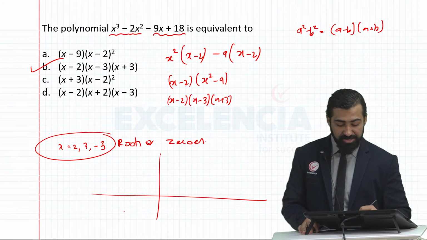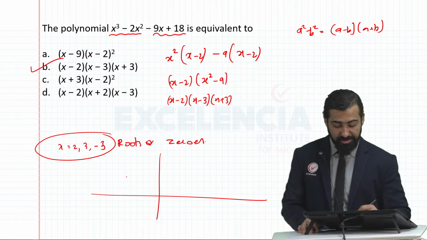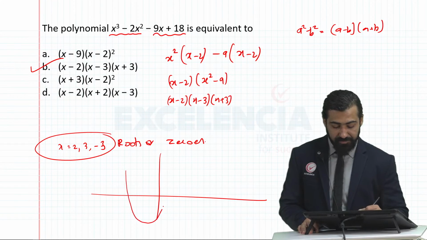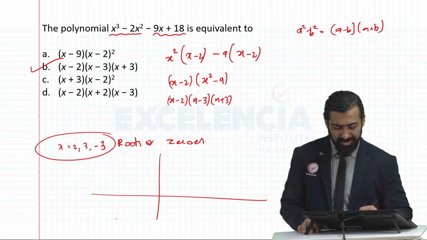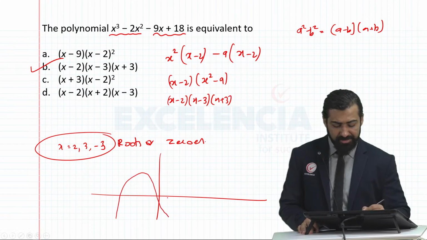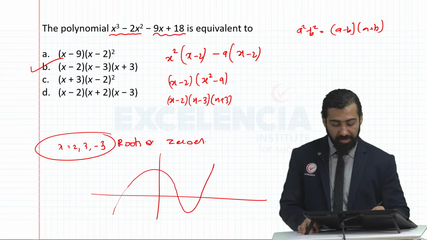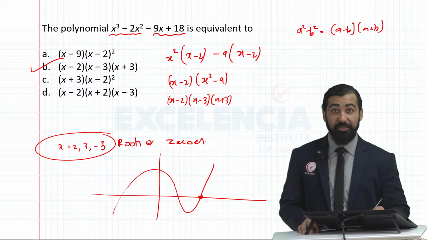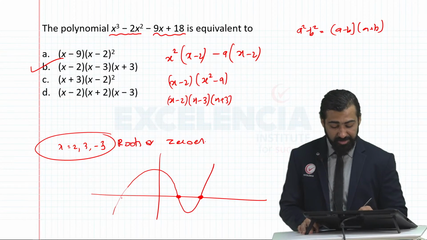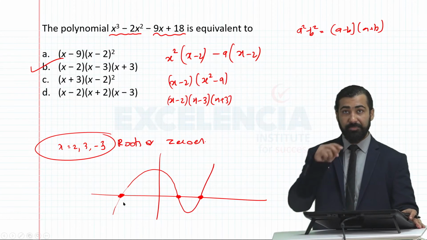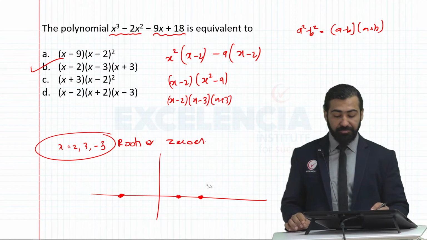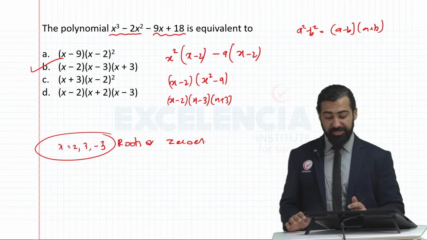What happens at roots is, suppose my graph is going something like this. In this case, the graph will roughly have some pattern like this. So this will be 3 comma 0, this will be 2 comma 0, and this will be minus 3 comma 0. Those are called roots or zeros of the polynomial.